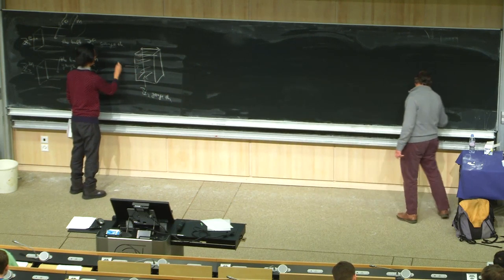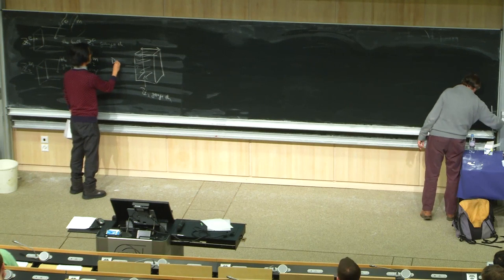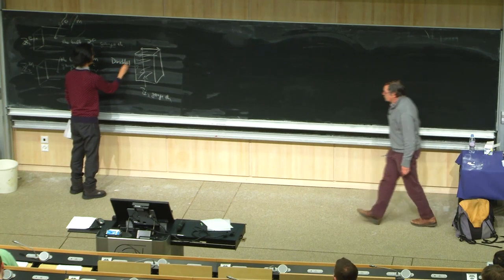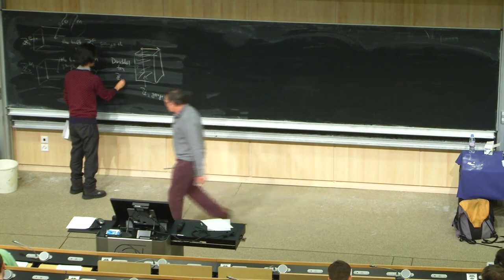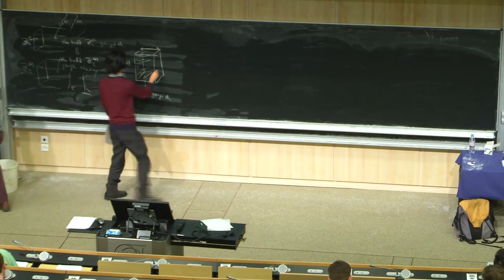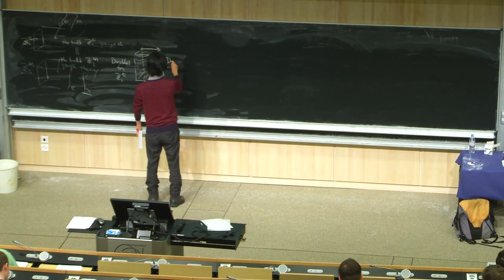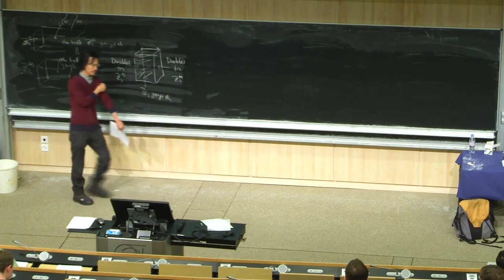On this side of the boundary, you can put Dirichlet boundary condition for Z2E. On the other side, you can consider Dirichlet for Z2M.